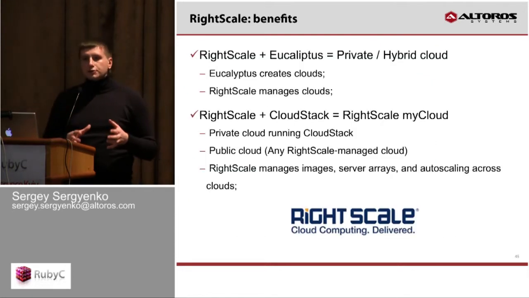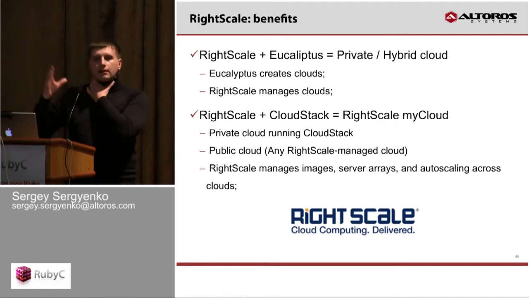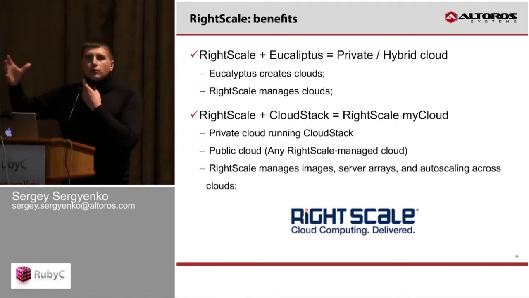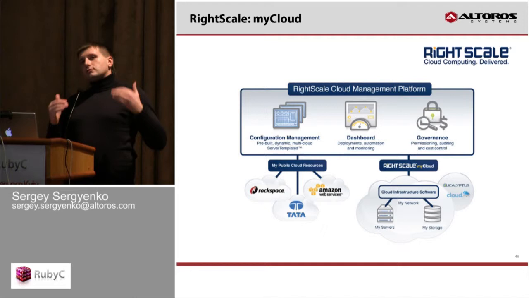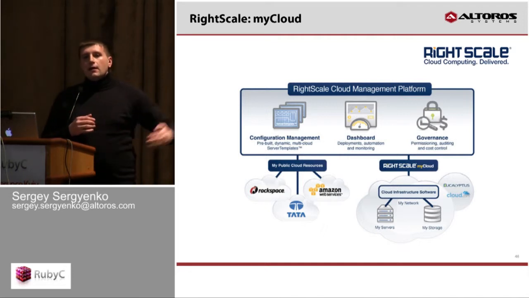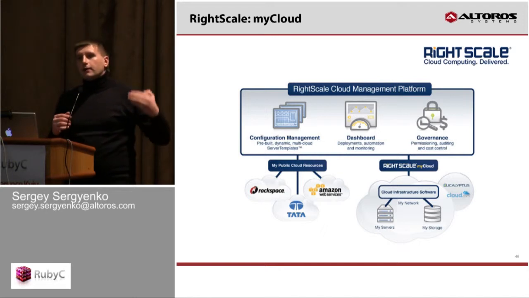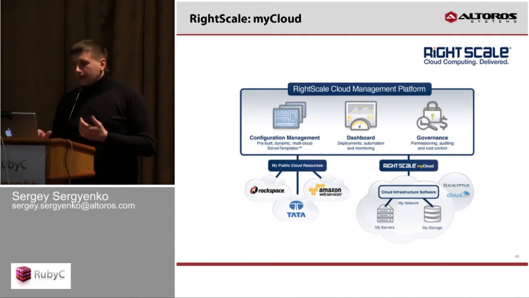RightScale has a built-in solution, and it has a very strong relationship with different cloud providers. If you want to create hybrid clouds, you can use RightScale plus Eucalyptus. If you want to use hybrid or private clouds with different hypervisors, you can use RightScale plus OpenStack. RightScale supports a very huge list of clouds, and you can use it for free using RightScale libraries, which provide their own drivers for that.